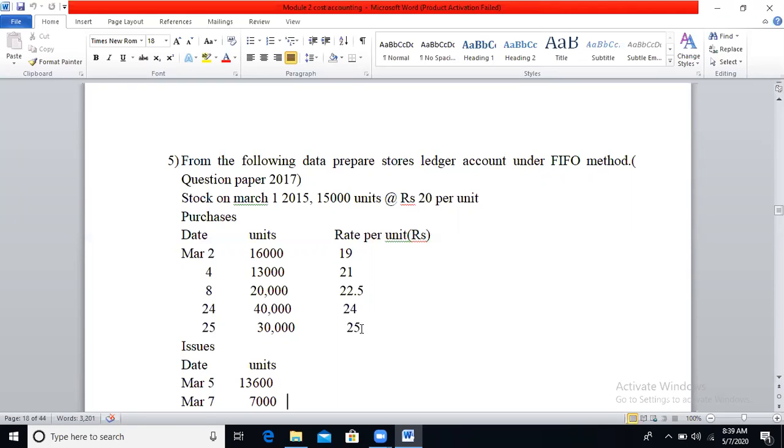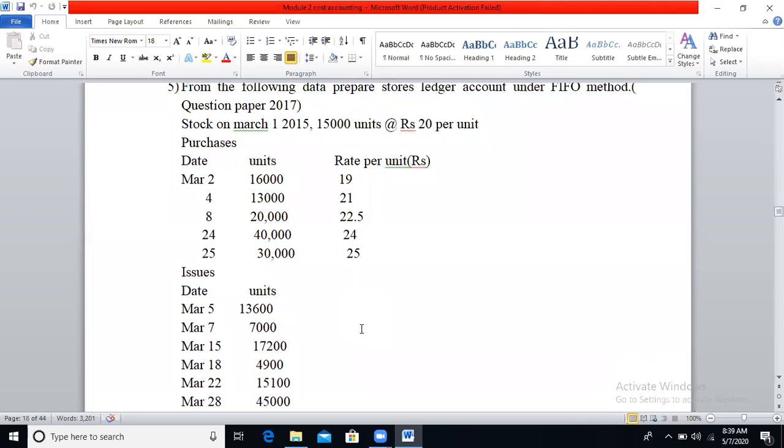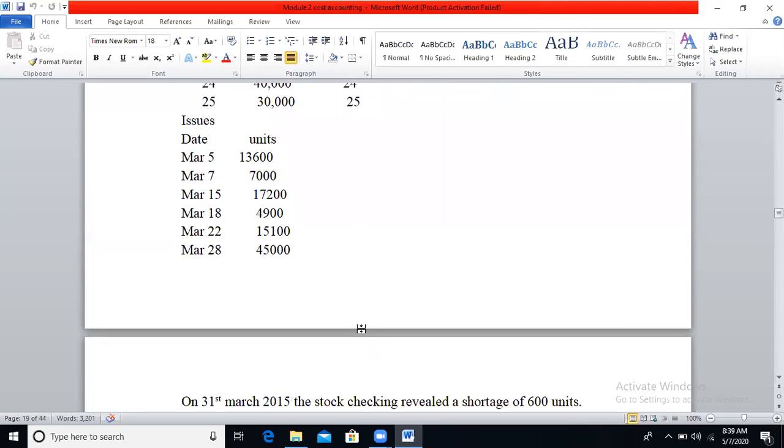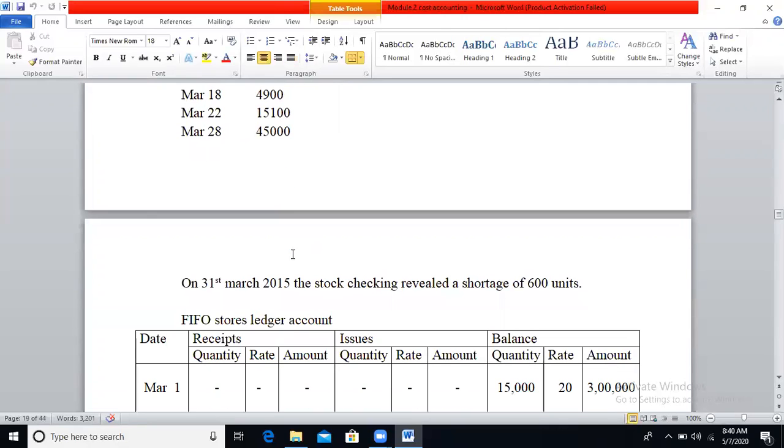Like that, they have given issues on these dates. The company is issuing the materials to the production department. March 5th, we are issuing 13,600 units. March 7th, we are issuing 7,000 units. March 15th, we are issuing 17,200 units. March 18th, 4,900 units. March 22nd, 15,100 units. March 28th, 45,000 units. On 31st March 2015, the stock checking revealed a shortage of 600 units.